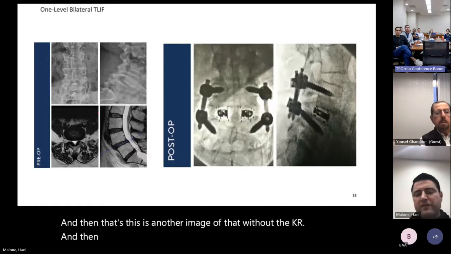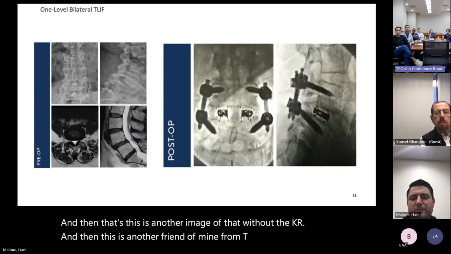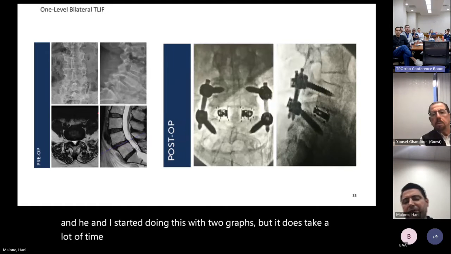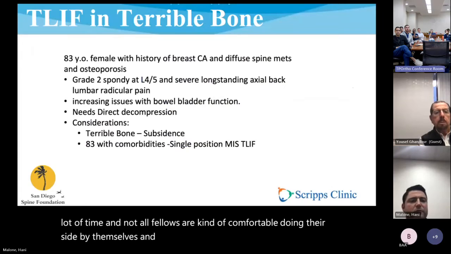And then this is another friend of mine from TBI, Peter German, and he and I started doing this with 2 grafts, but it does take a lot of time, and not all fellows are comfortable doing their side by themselves, and so for the most part I've moved away from that.